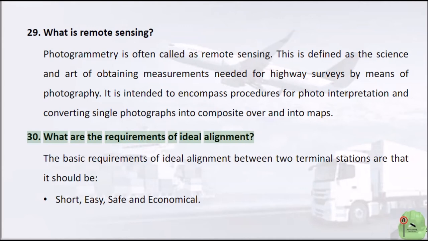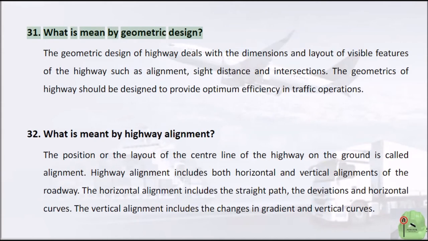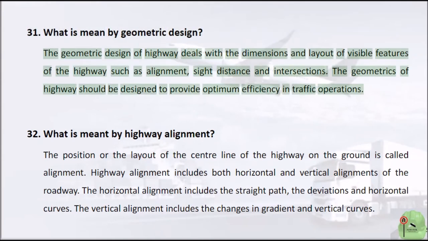What are the requirements of ideal alignment? The basic requirements of ideal alignment between two terminal stations are that it should be short, easy, safe, and economical. What is meant by geometric design? The geometric design of highway deals with the dimensions and layout of visible features of the highway, such as alignment, sight distance, and intersections. The geometrics of highway should be designed to provide optimum efficiency in traffic operations.